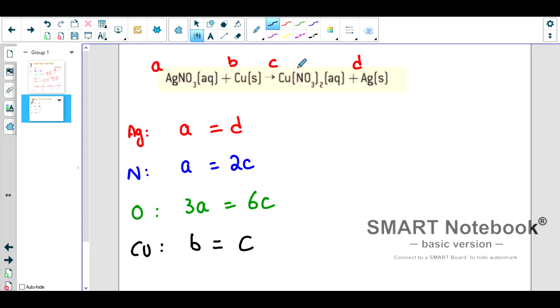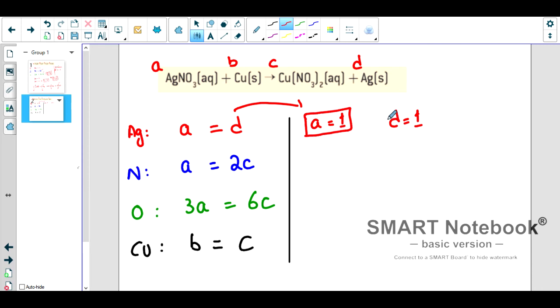Now we want to solve them, and to solve them we do what? We use that A is equal to 1. If let's say A equals 1, if A is 1, then can we calculate the other? D will also be 1 from this equation. If A is 1, D is also 1.